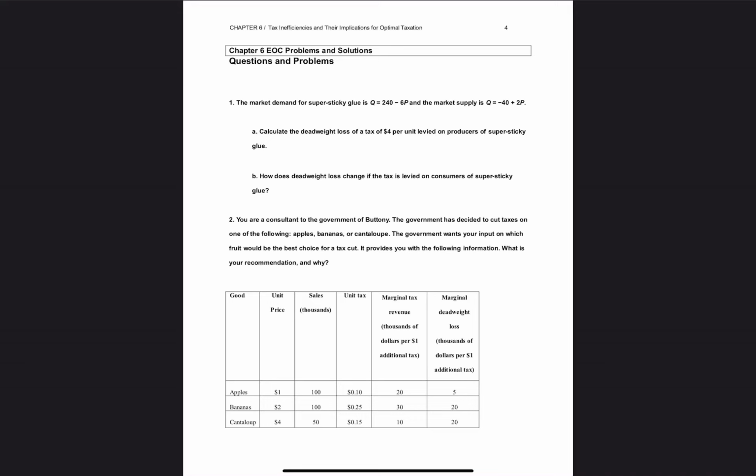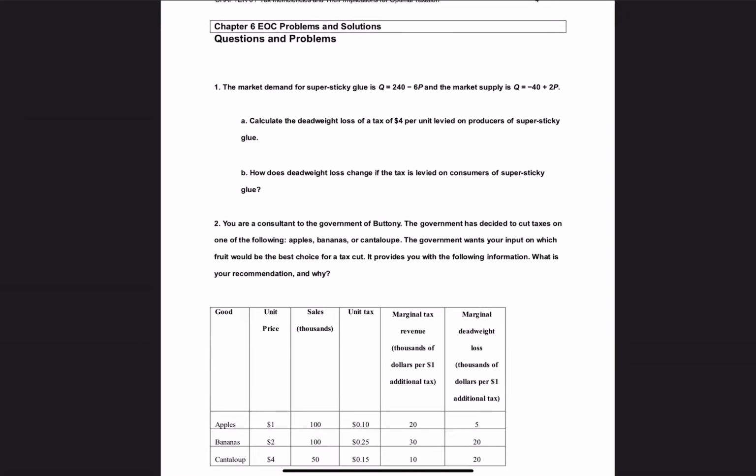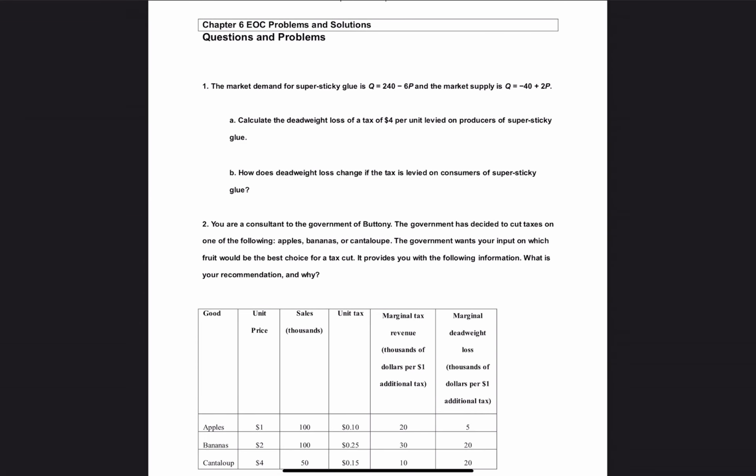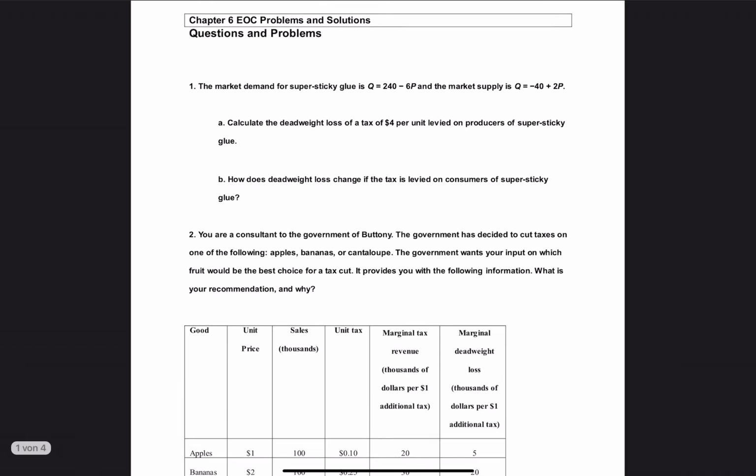So welcome to problem set number 5, which will deal with the topic of tax inefficiencies and their implications for optimal taxation. Today's exercises will be quite similar or related to the exercise that we had 2 weeks ago. Last week we had a holiday, so there was no exercise. But 2 weeks ago, we talked a little bit about economic incidence of taxes and the statutory incidence. And this week, we will talk about related topics. So let's start with exercise number 1.